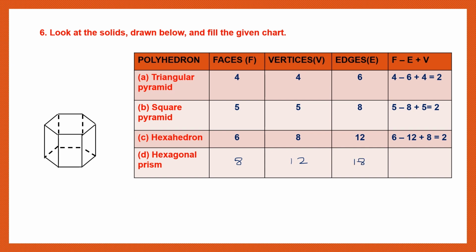So now let's follow this formula. Faces 8 minus edges 18 plus vertices 12. 8 plus 12 is 20. 20 minus 18 is 2. So here also we've got the answer 2. So can you see we've got the answer 2 everywhere. So this is a hexagonal prism: 8 faces, 12 vertices, 18 edges, and with Euler's formula you get 2.